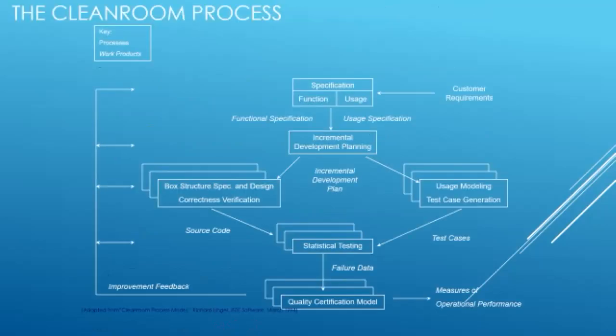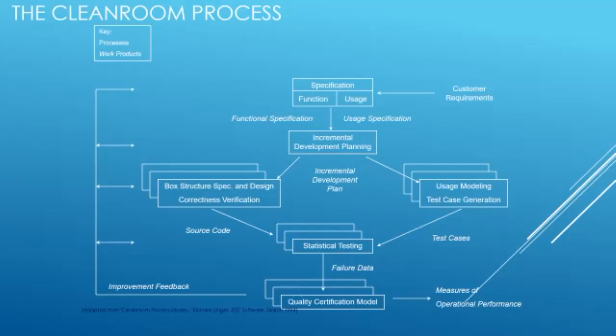The clean room process model. Friends, this is the clean room process model where different types of keys are used, and the actual diagram clears the whole process of clean room with key processes and work products. Processes and work products are the two keys used in this process. There are customer requirements, which are specification, function, usage. It goes to the next step, incremental development planning, which is divided further into two: box structure specification and design, correctness verification, and the second one, usage modeling and test case generation.